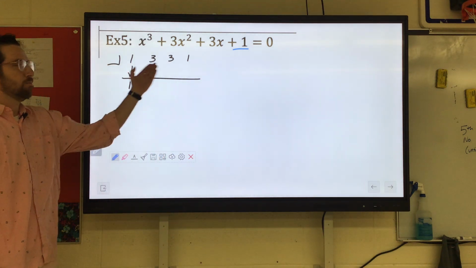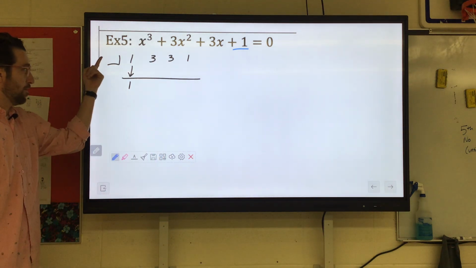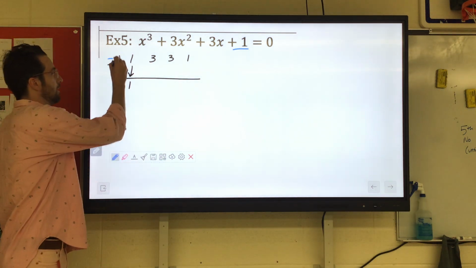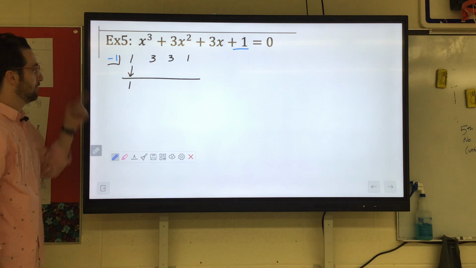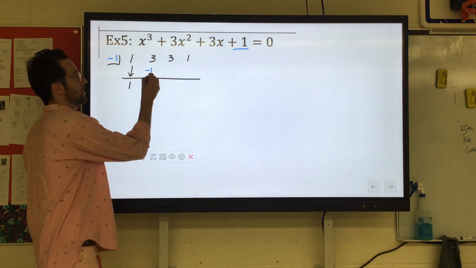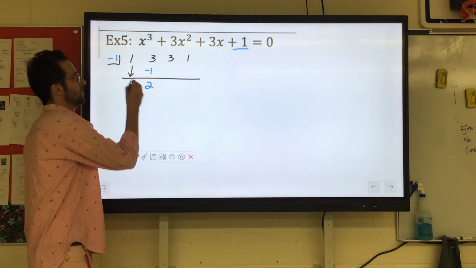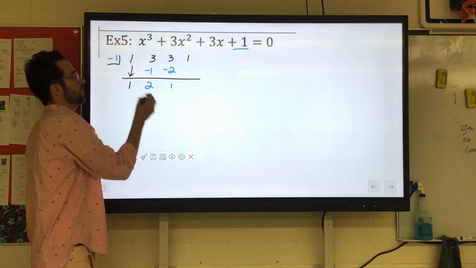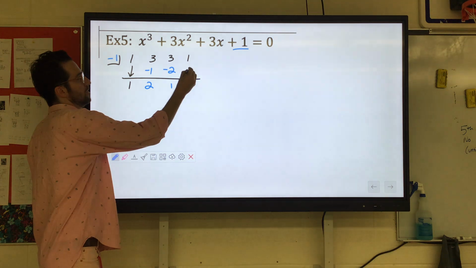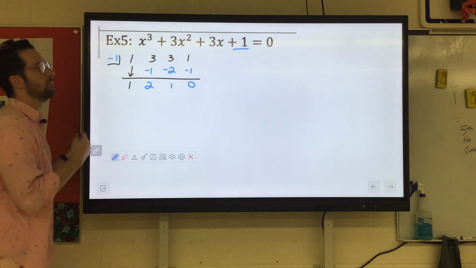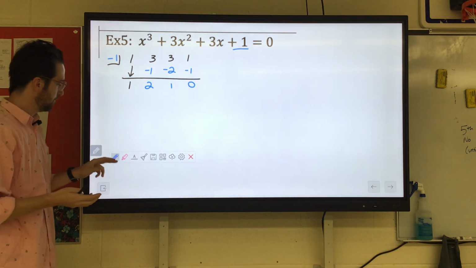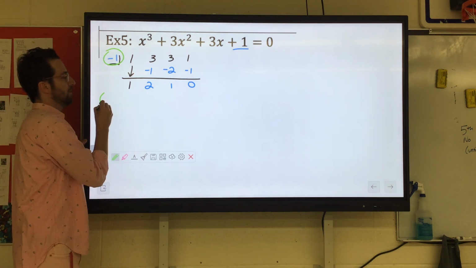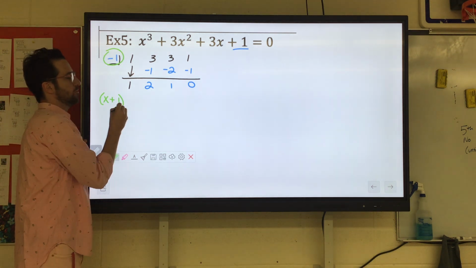Now, these are all positive currently. If I multiply by positive 1, it's just going to get bigger and bigger. So I'm not even going to test that. Negative 1, it better work out. Negative 1 times 1 is negative 1. 3 minus 1 is 2. Negative 1 times 2 is negative 2. 3 minus 2 is 1. Negative 1 times 1 is negative 1. It zeroes out. So we have one of our zeros. Our 0 was negative 1, so in factored form that would show up as x plus 1.